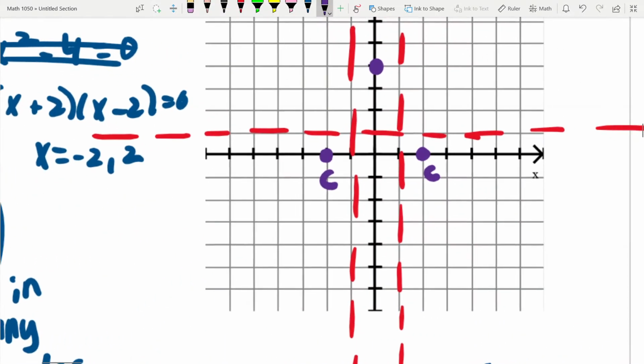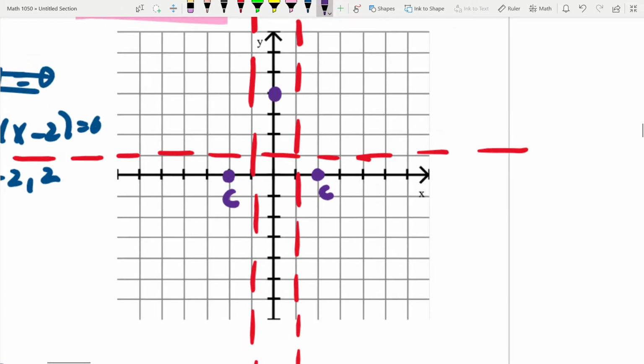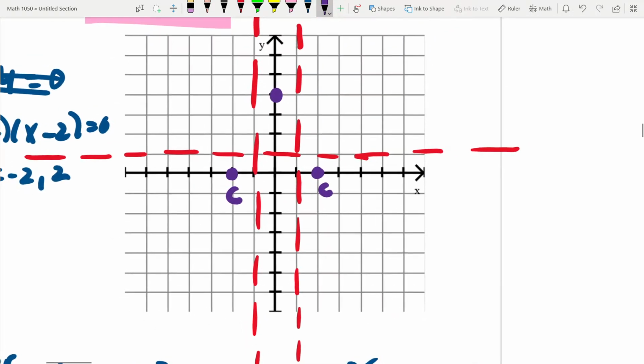Okay? Now, just stay with me. Stay right here with me. I always start in the left region. You can start wherever you want. We're going to start in the left region today.